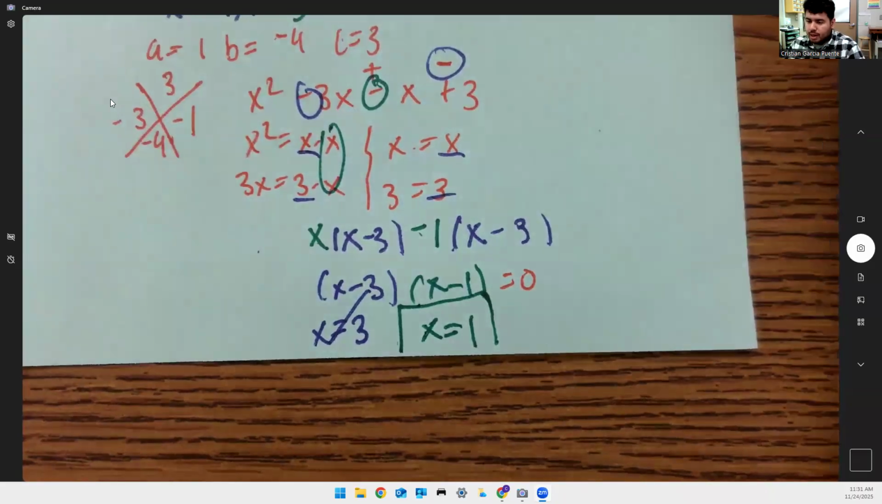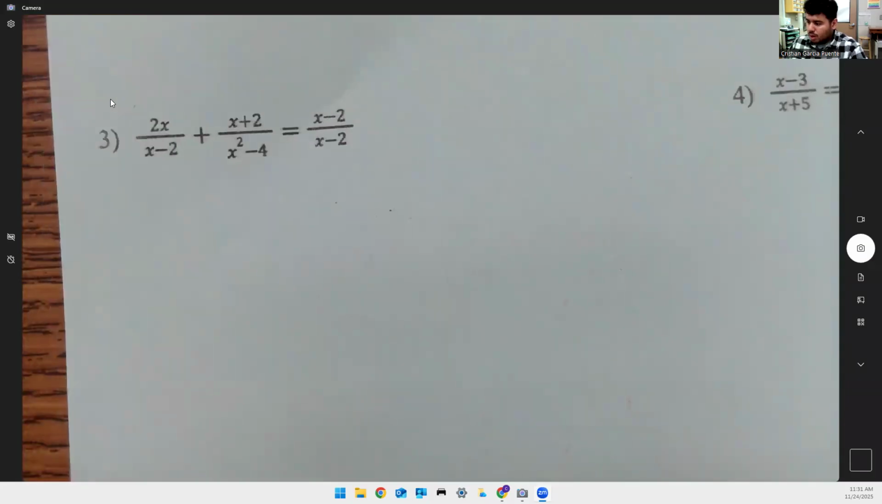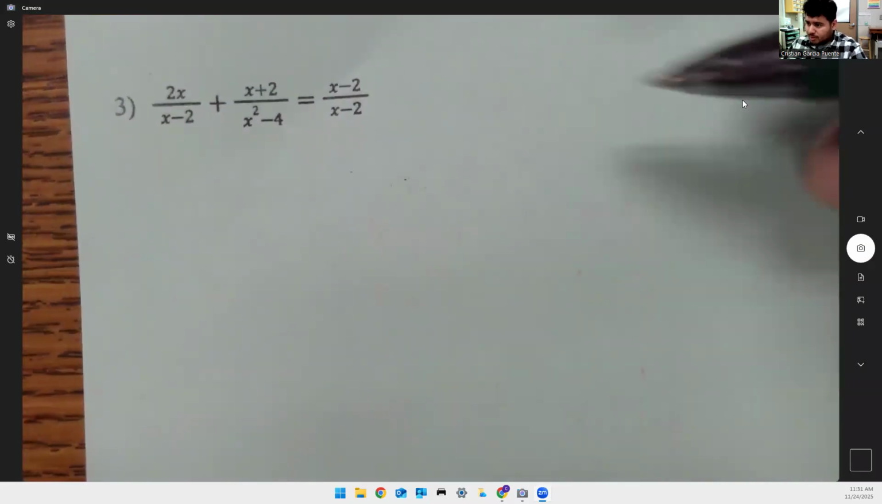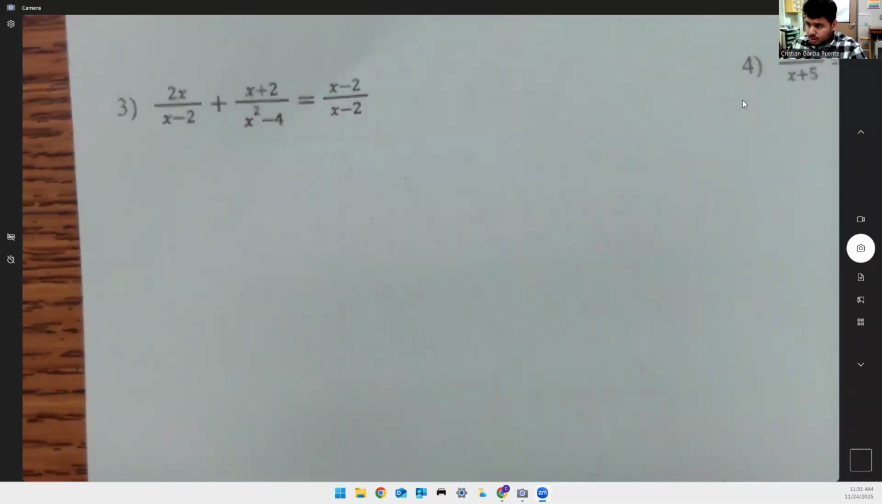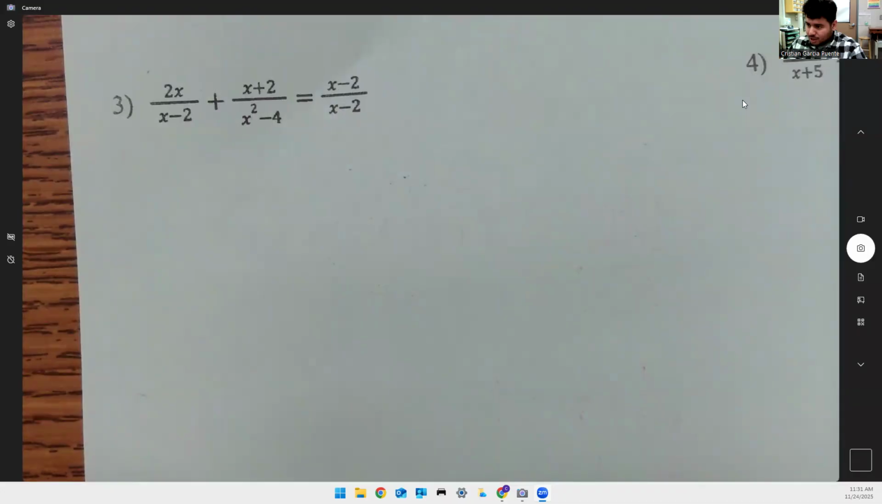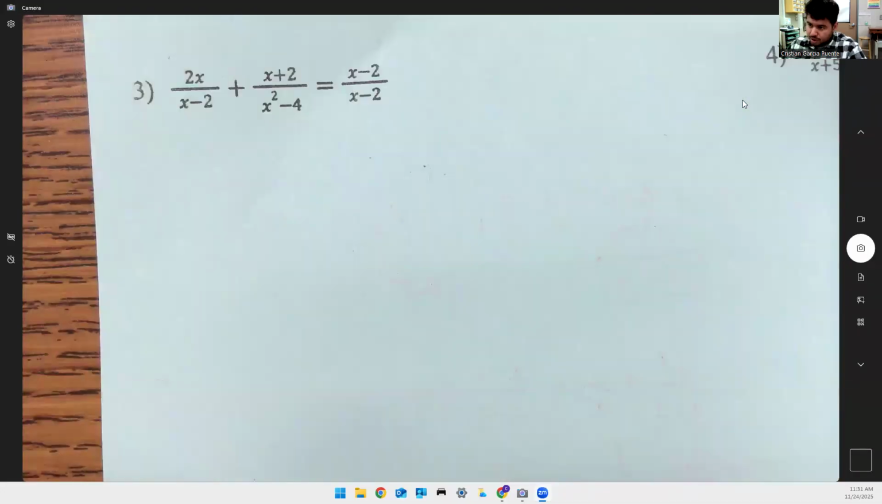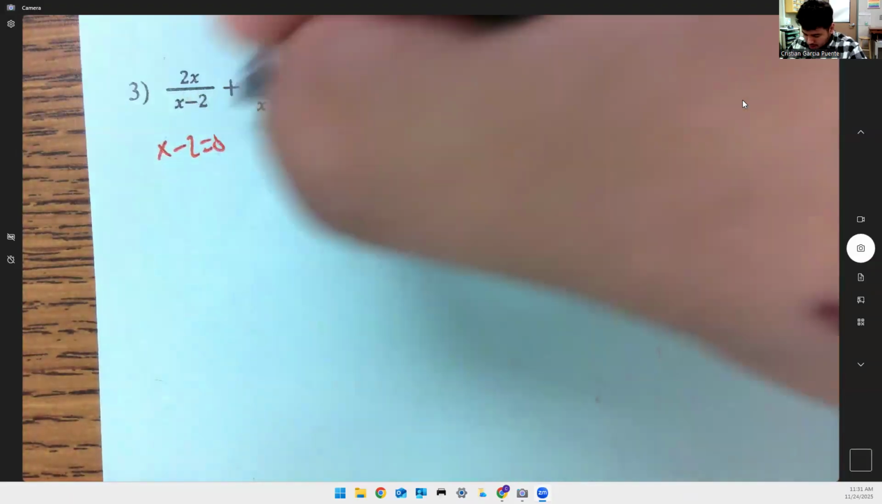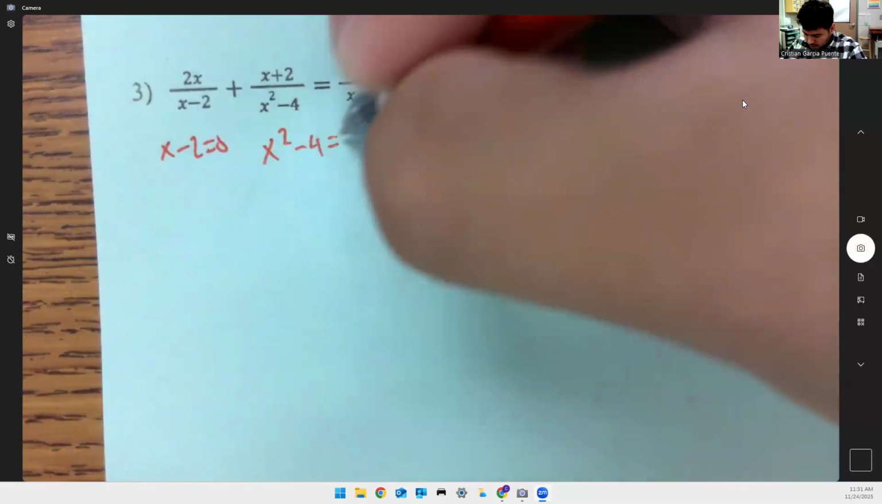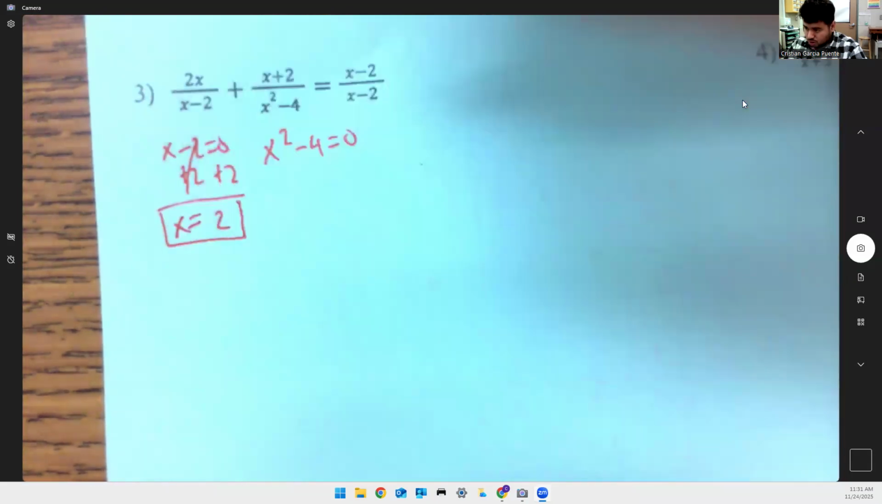All right. Can I go on to the back side? Let's go to number 3. So for number 3, again, you have those x minus 2s. So the first thing I'm going to do is, this one's actually going to be a little bit harder. But here, make your denominators your excluded values. So x minus 2 is equal to 0. And then the second one's x squared minus 4 is equal to 0. So how do you get rid of this negative 2? Add 2 to both sides. So 0 plus 2 is just 2, so x equals 2.